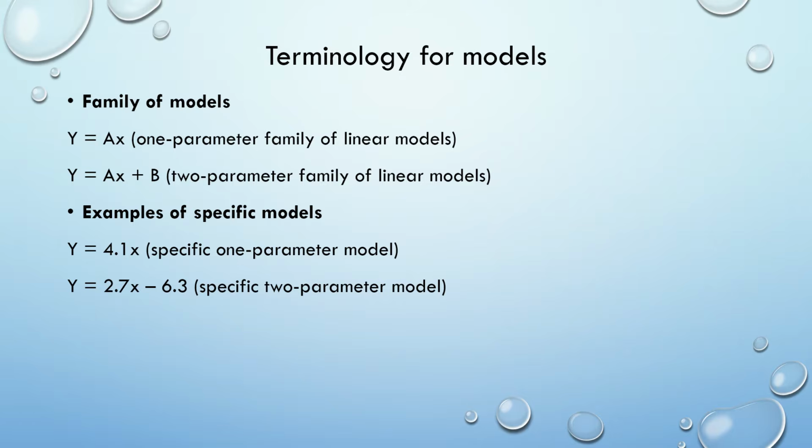X is the independent variable we control. Y is the dependent variable that changes in response to changes in the independent variable. A is called a parameter because it's an adjustable system property. The best value for parameter A in this family of models gives us a specific model. For example, y equals 4.9x is a specific testable model.